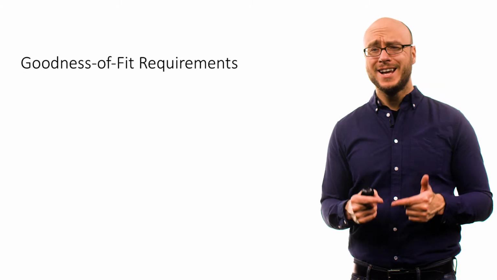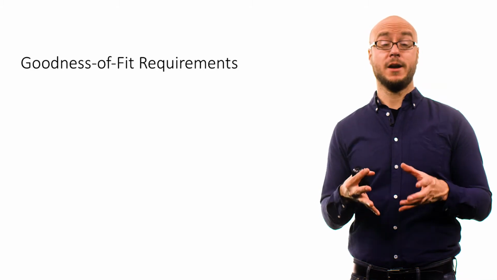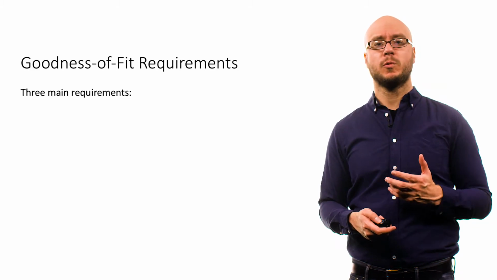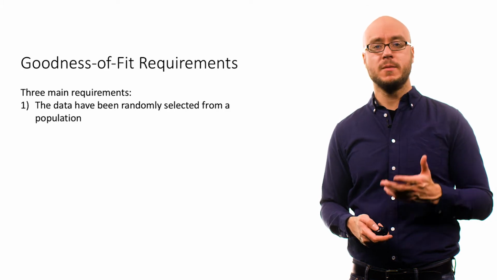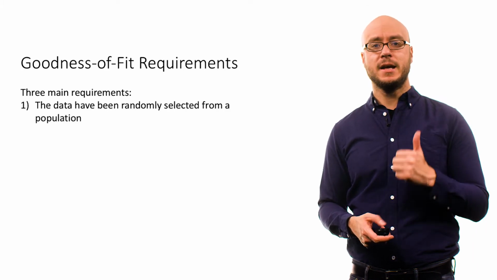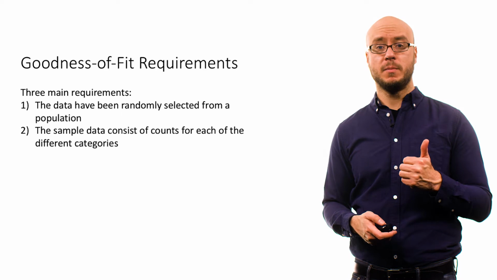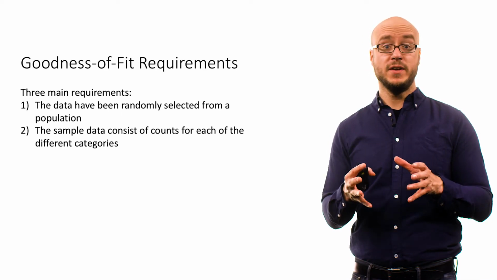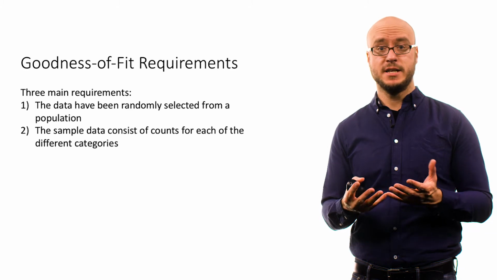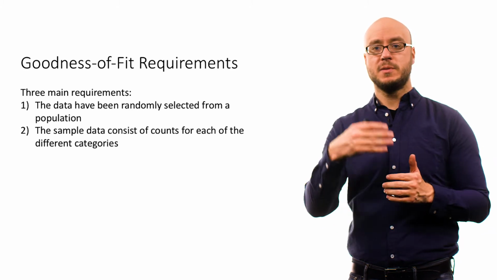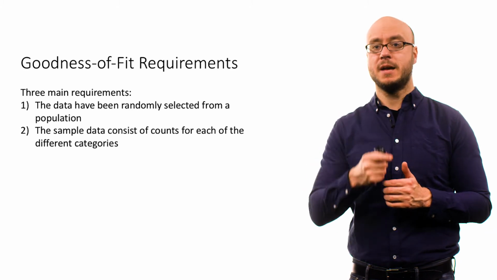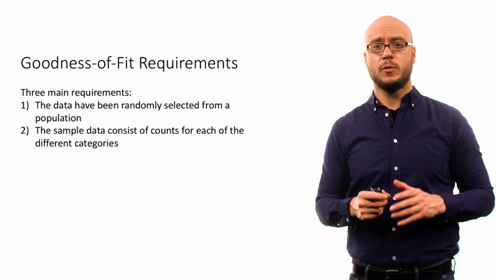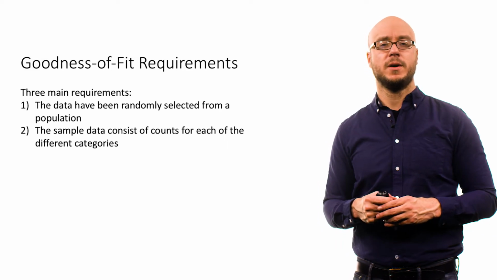So we want to conduct a goodness of fit test using this data. But before we do that, we need to think about some of the requirements. So what are the goodness of fit requirements? Well, there are three main requirements. First of all, the data should be randomly selected from a population. Keep in mind, the chi-squared one-way goodness of fit test is an inferential test. It's about trying to make an inference about a population based on a random sample from that population. So we really have to work with random samples from a population.